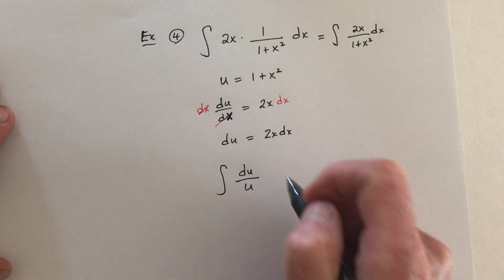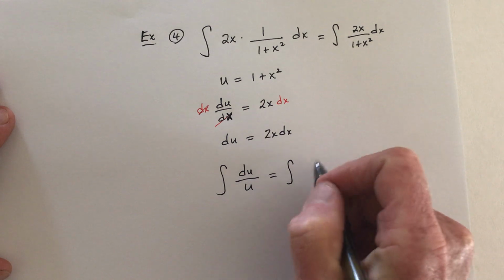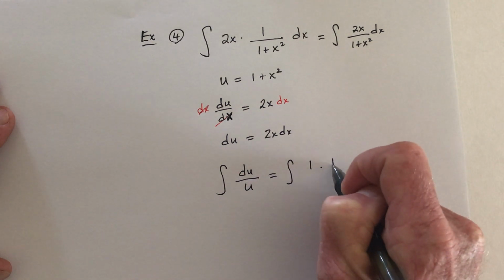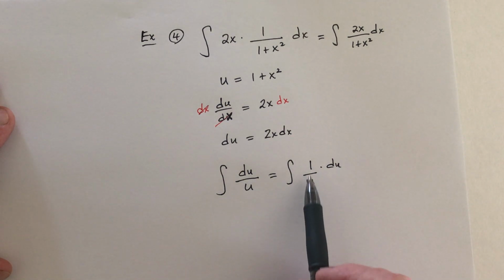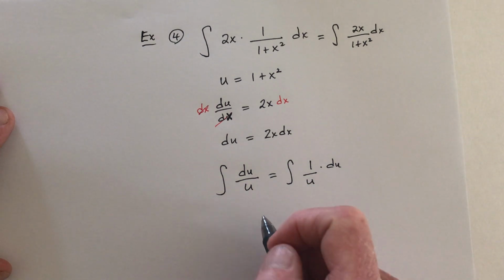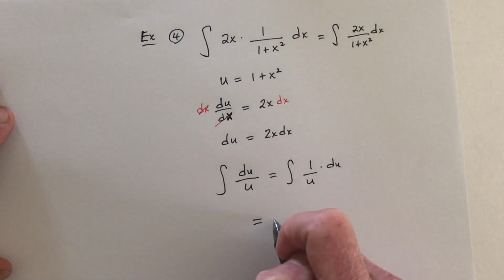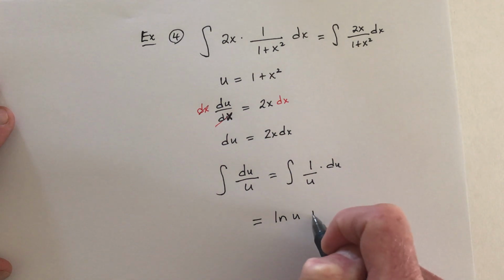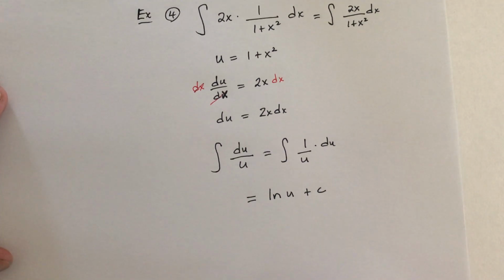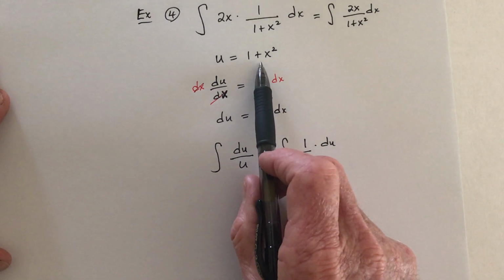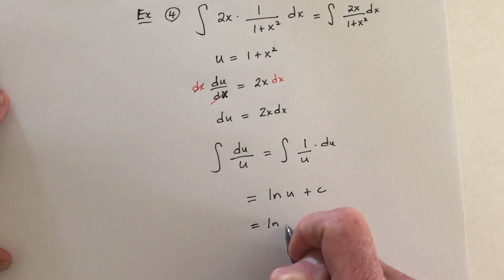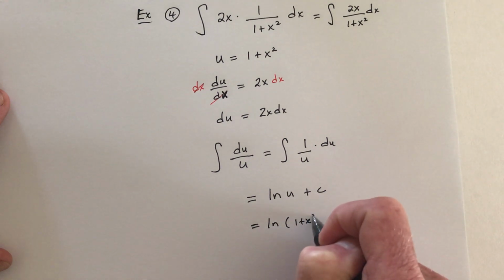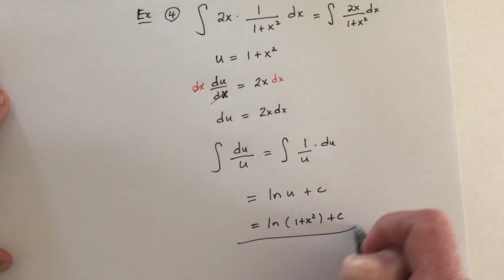And that is just like the last one. So for the du, you could also say that it's 1 times du, and that way this is 1 over u, and that means that it's natural log. So the antiderivative of 1 over u is the natural log of u, and then plus c. And like on all of them, then replace the u with the 1 plus x squared. So my final answer is natural log 1 plus x squared plus c.